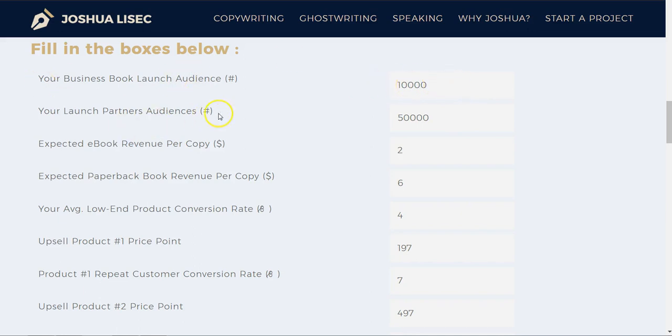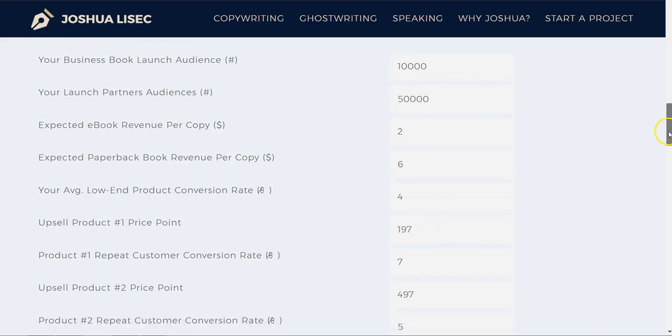Now, your launch partners, these are influencers or even audience gatekeepers that you know, such as podcasters or bloggers or even magazines that you know would be happy to share the news of your book with their people. And you could have 5, 10, 50, even 100 people or more who are launch partners who are sharing the good news of your book with their people. So let's just say 50,000 people here for the sake of this example.